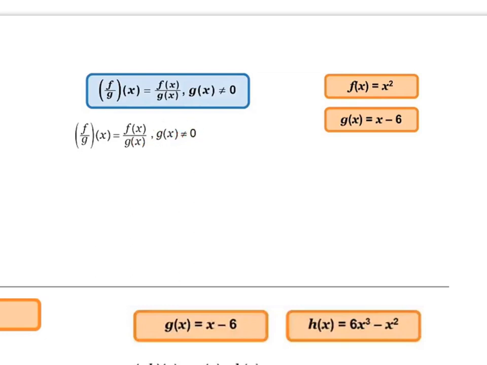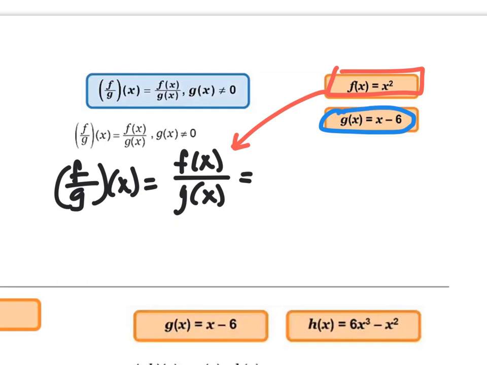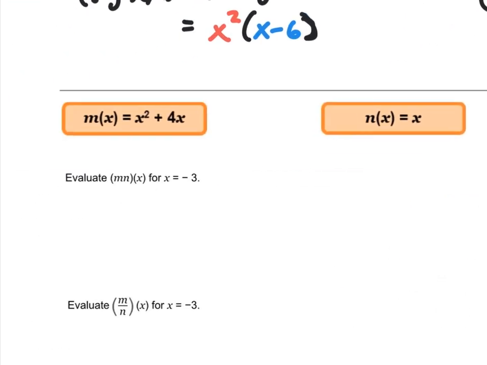Let's just write that. If I wanted to say f over g of x, that's equal to f of x divided by g of x. Let's take x squared and plug it in for f of x, and take g of x, which is x minus 6, and plug it in down here. As a result, we're going to get x squared, and underneath, we're going to write x minus 6. This gives us a new function. Let's take a look and evaluate these. Let's try a few of them.